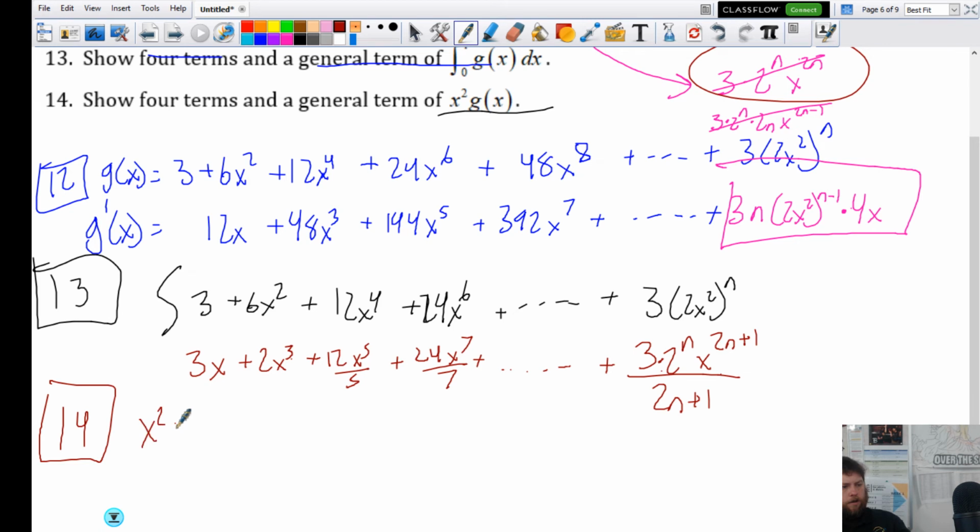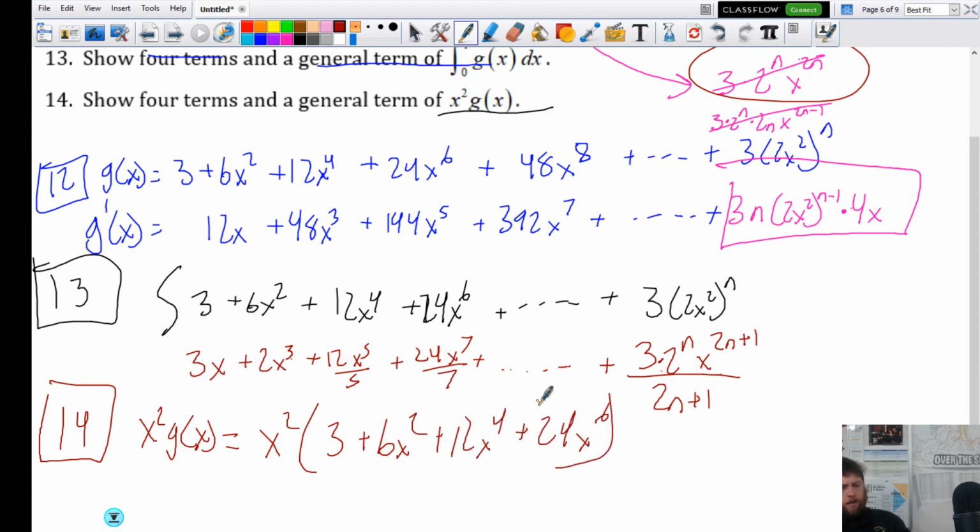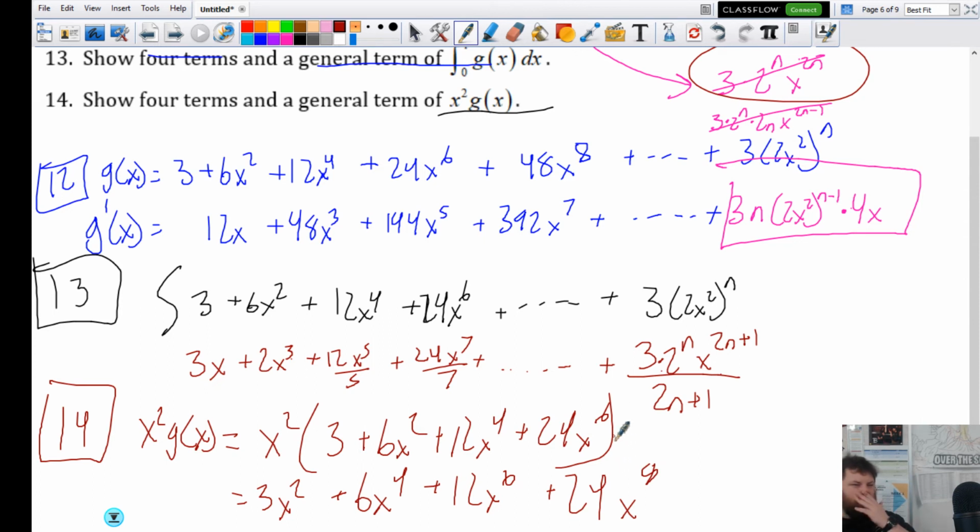go x squared times g of x, which is just literally x squared times 3 plus 6x squared plus 12x to the 4th plus 24x to the 6th. So then you multiply it by that, you get 3x squared plus 6x to the 4th plus 12x to the 6th plus 24x to the 8th. I mean, done. A general term? Ugh.